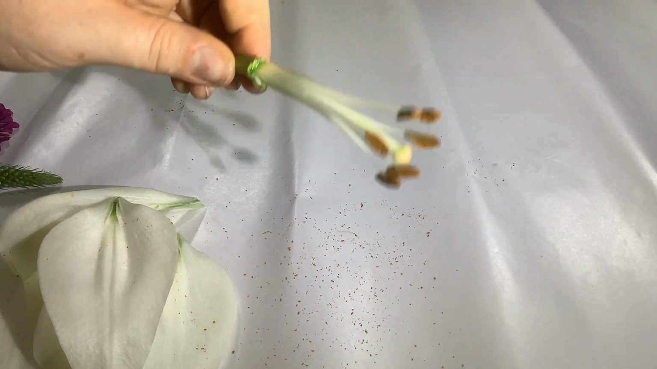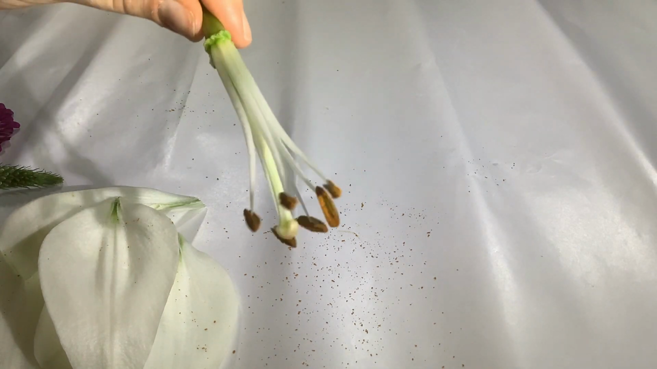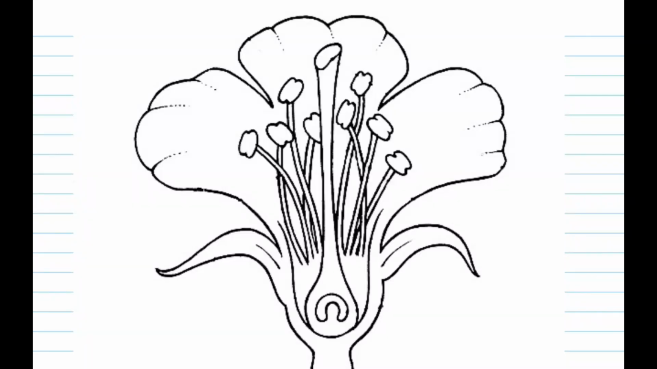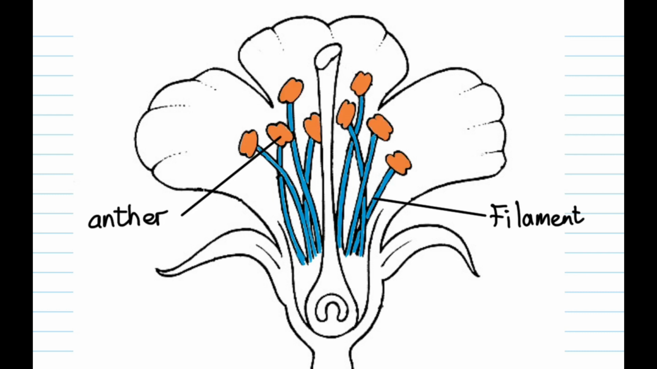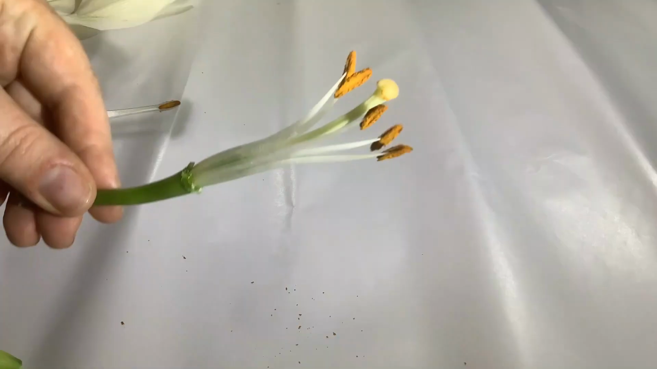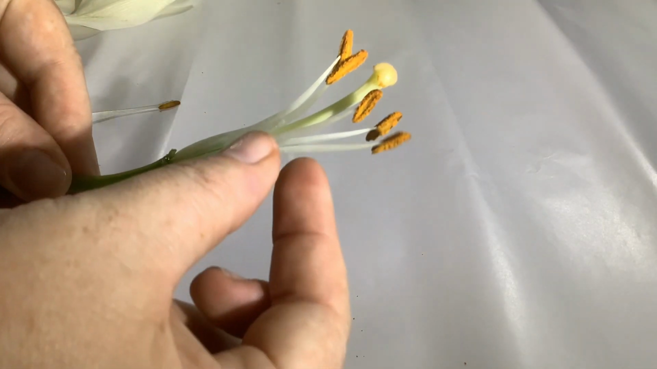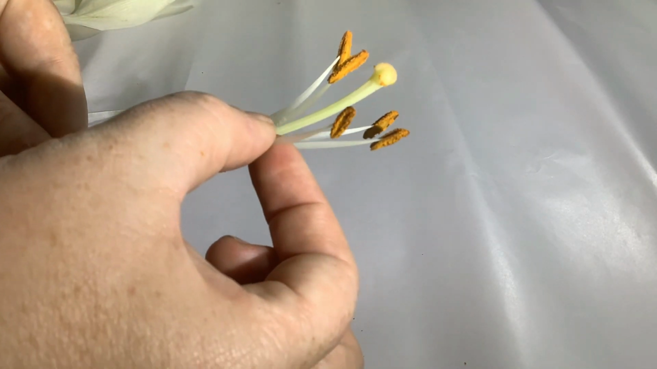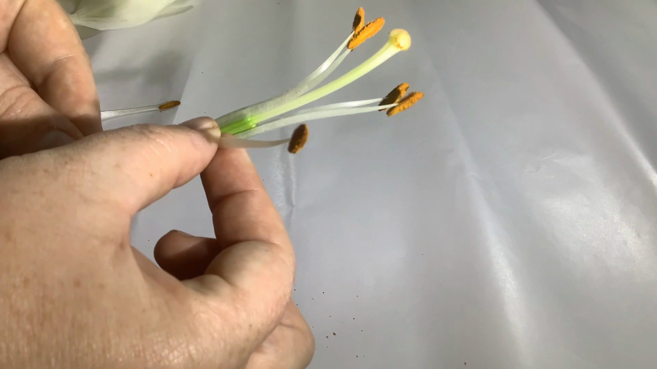And then what we're left with here is the male and female reproductive parts. Then we're going to have a look at the male parts. Now the male parts are the filaments, which you can see there in blue. And then you've got the anthers. The anthers are the parts that you see there in orange, and the anthers are the parts that will contain the pollen. As you can see, the male parts have the filament, which holds the anther upright.